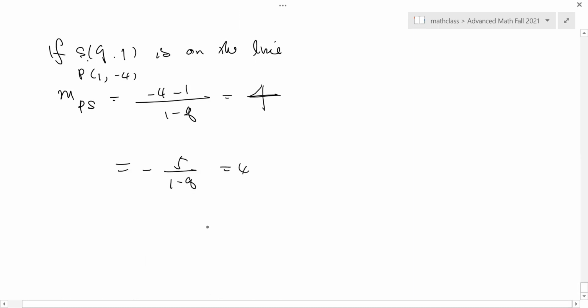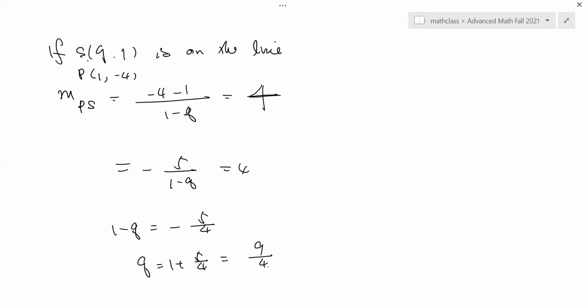And then let's solve it. 1 minus q equals negative 5 over 4, and q is going to be, I think, 9 over 4. Yeah, that's the correct answer. So we stop here.